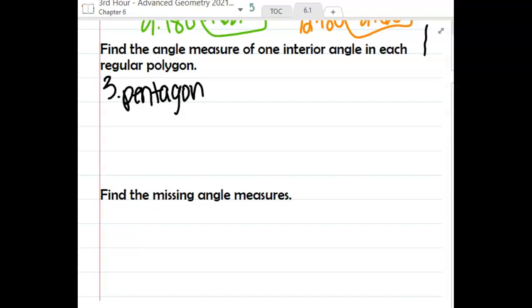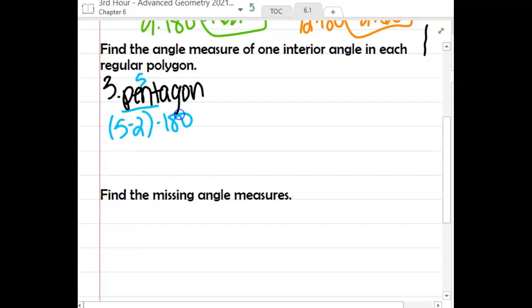Okay, well, to start off, how many sides and angles does a pentagon have? 5. So I first need to find the sum of all of the angle measures. So we're going to use that formula. We're going to take 5 minus 2 times 180, which would be 3 times 180, which would give me 540. Now remember, that's all of the angles. I don't want all of the angles. I want one of them.